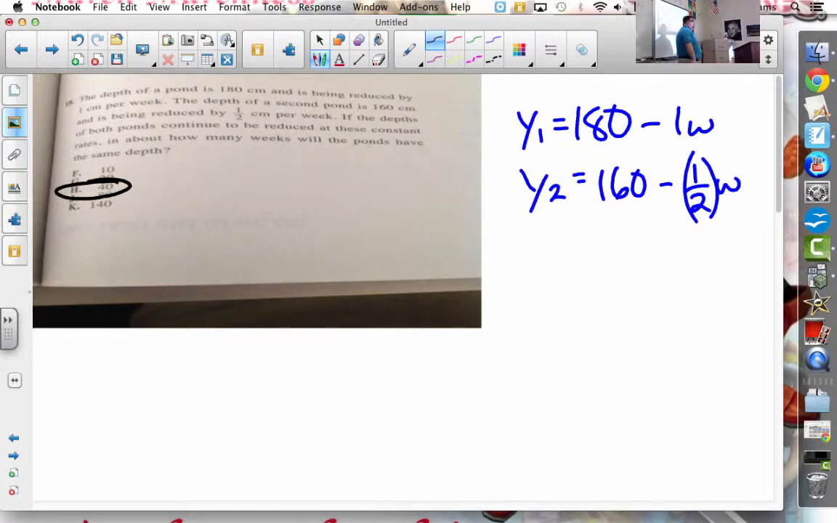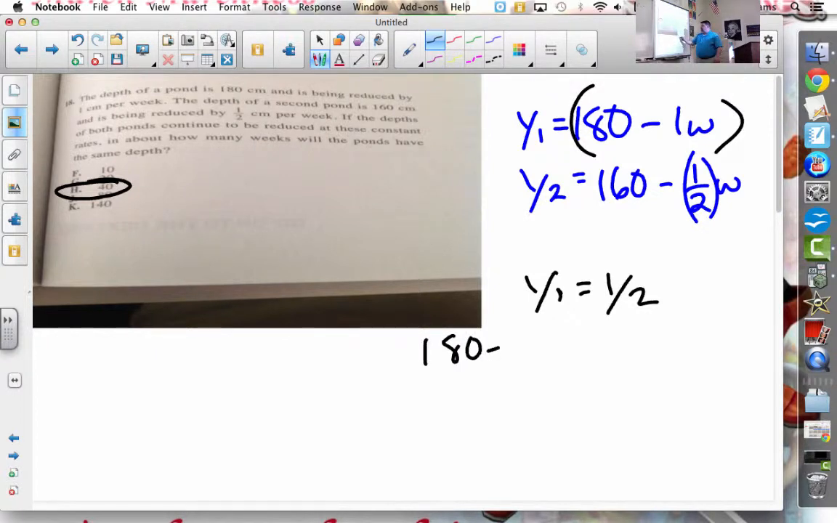Would you like to know how we could do that without a calculator? Yes, Mr. Adams, please show us. All right, I will. We're looking for when y1 is equal to y2. Now, if that's the case, this is y1, so I could write over here 180 minus 1w should be equal to this stuff over here, which is 160 minus 1/2 w.